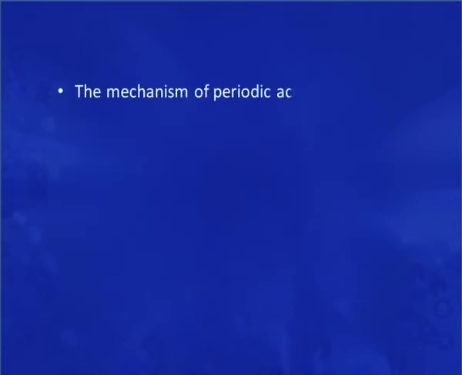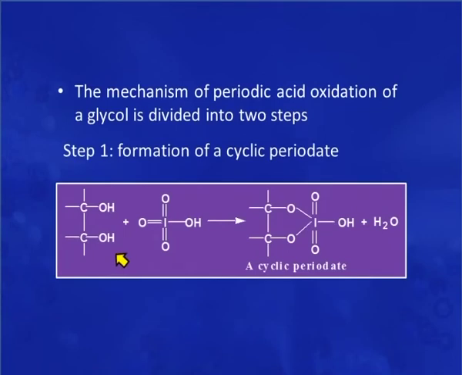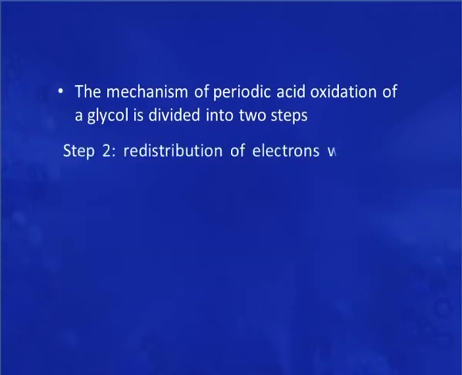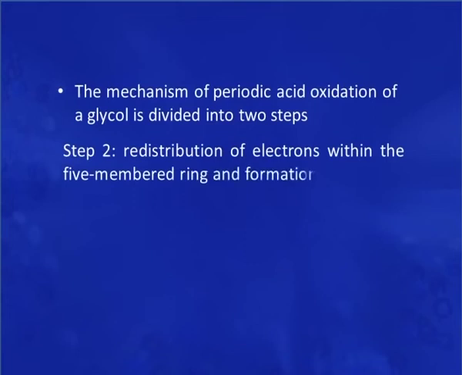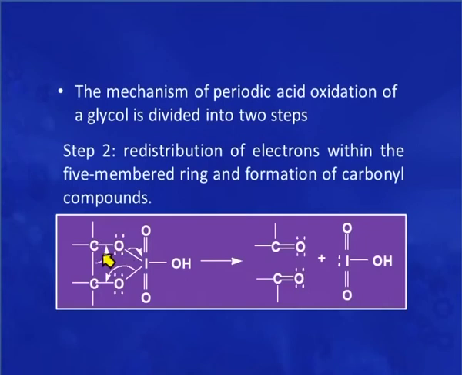The mechanism of periodic acid oxidation of glycol is divided into two steps. In the first step, there is formation of a cyclic periodate. Periodic acid reacts with the glycol and forms a cyclic periodate, and in the second step, redistribution of the electrons within the 5-membered ring takes place, which results in the breaking of this carbon-carbon bond and formation of two aldehydic groups, or two aldehydic compounds.